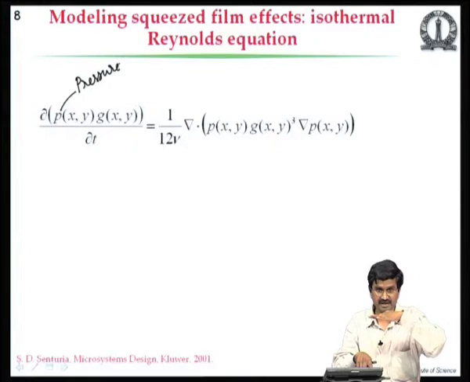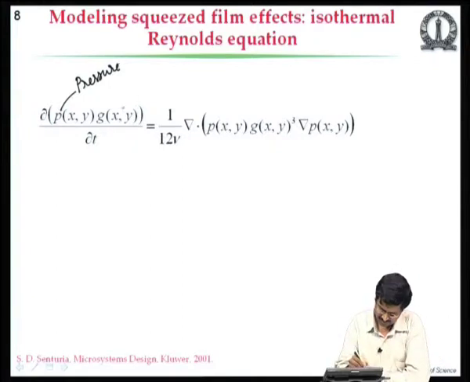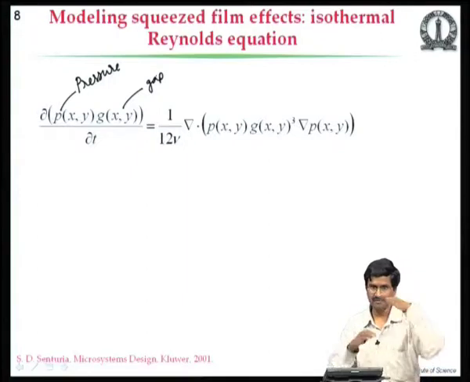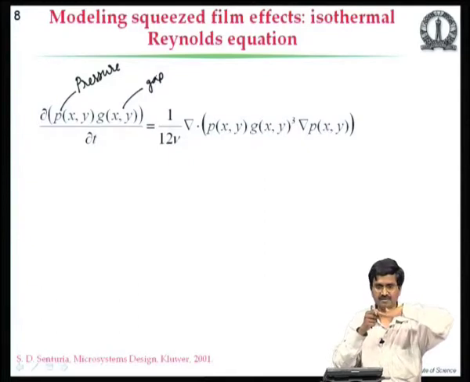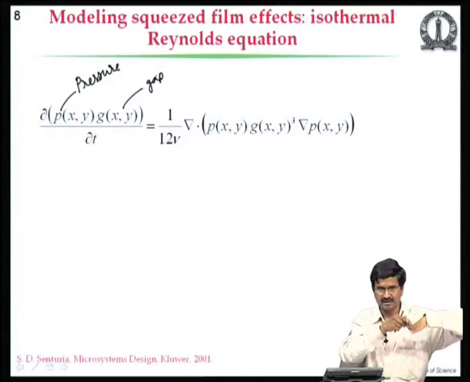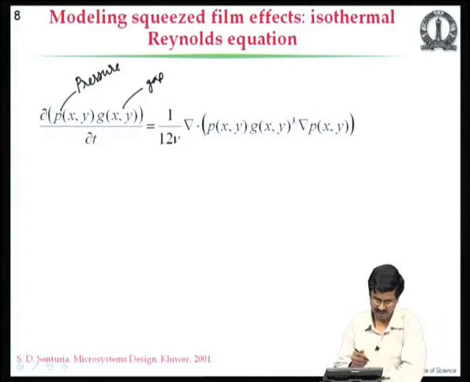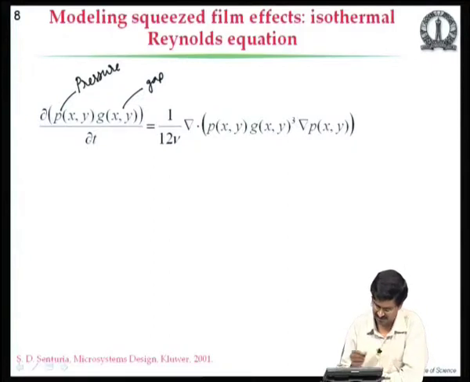So, we have put P(x,y), and the gap is also g(x,y), that is the gap between the 2 plates. When the beam just moves like this, the gap g(x,y) will be the same everywhere. When the beam deforms like this, then there will be a different gap. That is ∂(P g)/∂t. So, it is time varying, it is a dynamics equation.